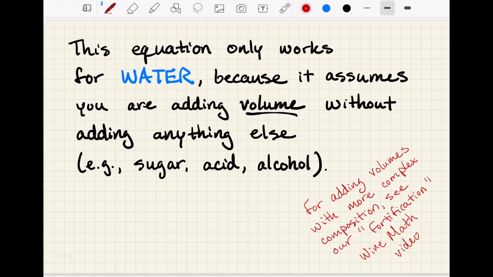One thing to keep in mind with this equation and with amelioration is that it only works for water because it assumes that you are adding volume without adding anything else, such as sugar, acid, or alcohol. However, if you are adding volumes that are adding a more complex composition, you might be interested in checking out our fortification wine math video in the same series.